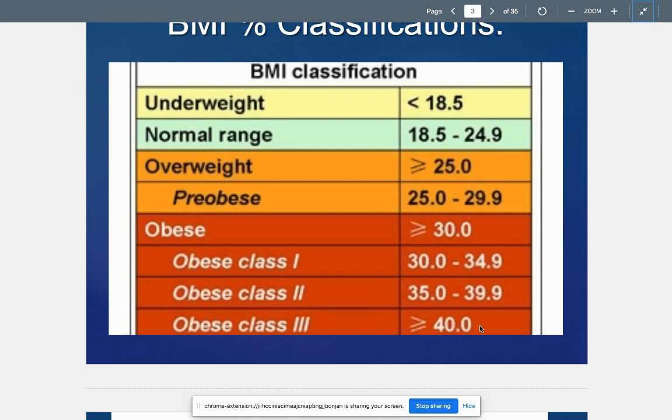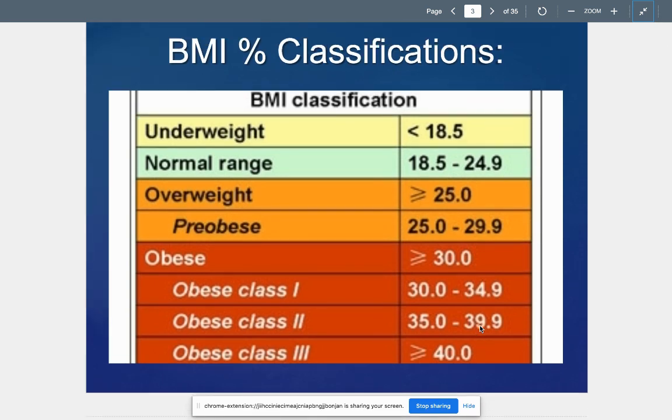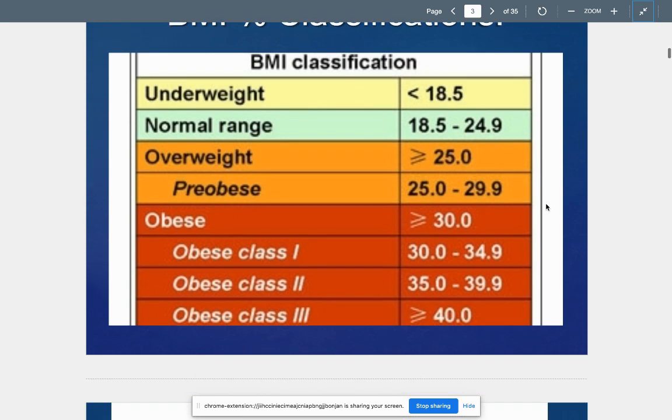So, some BMI classifications, which will make a little bit more sense later. Underweight is going to be below 18.5. Normal range is 18.5 to 24.9. Overweight and pre-obese is ranging between 25 to 29.9. And then we start really getting into the majorly obese classes.